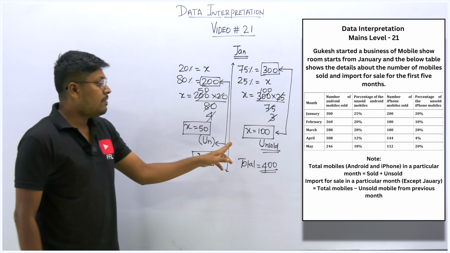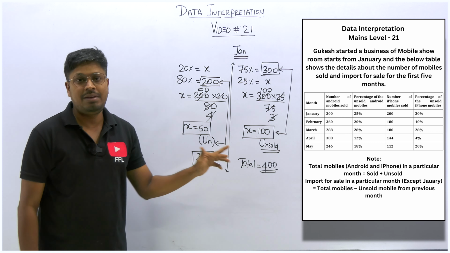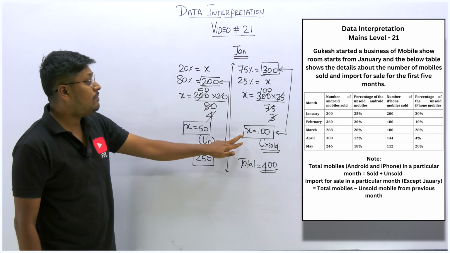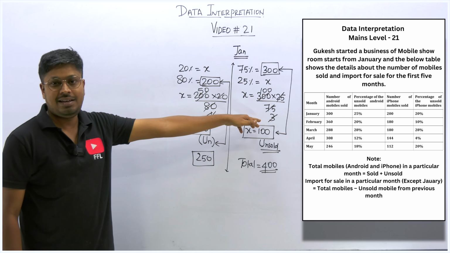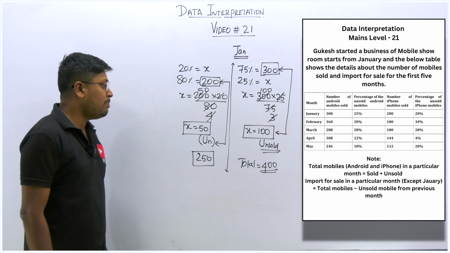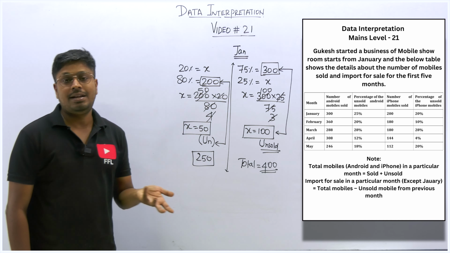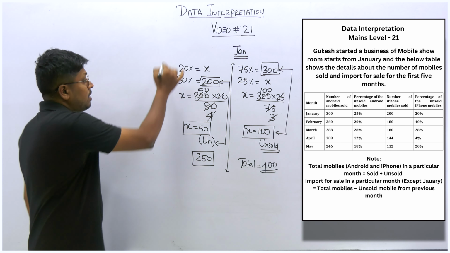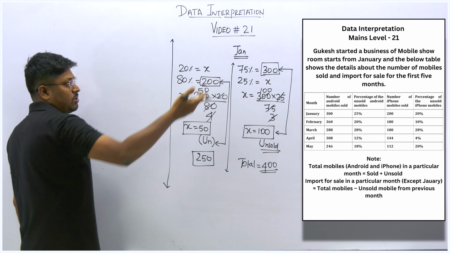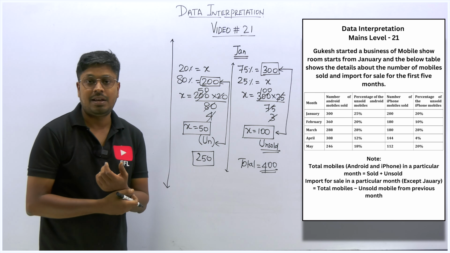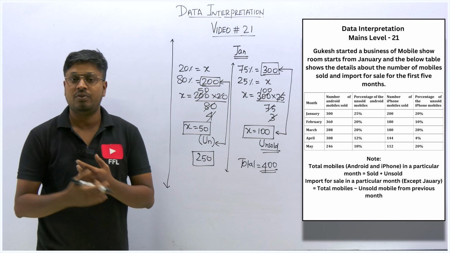For this month, we can't find the import for sale. Why? Because only if we know the previous month's data can we find the import for sale. I think according to the question, the import for sale will be this total, right? The total will be the import for sale. That data was not given in the question. So what about the next month? Feb month, right? We can calculate. I will show you for the next month also, so that you can understand how to calculate the mobile phones that were available to import for sale.